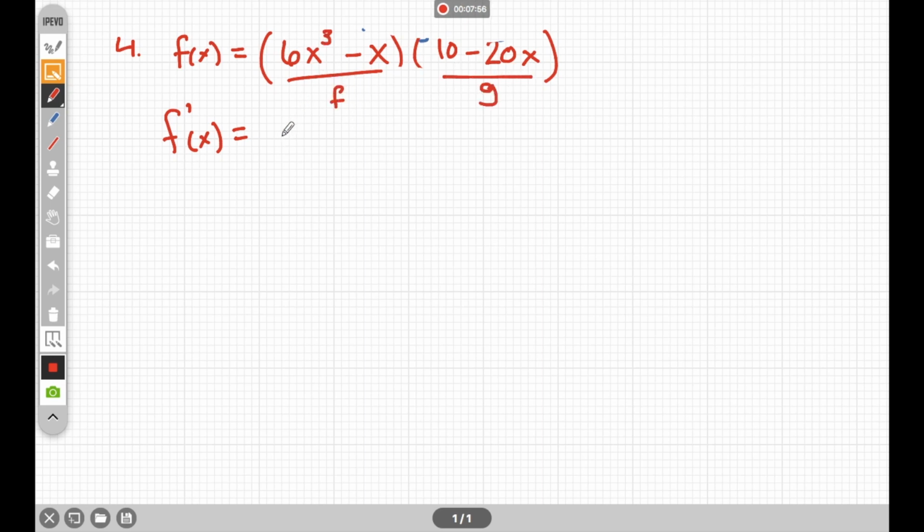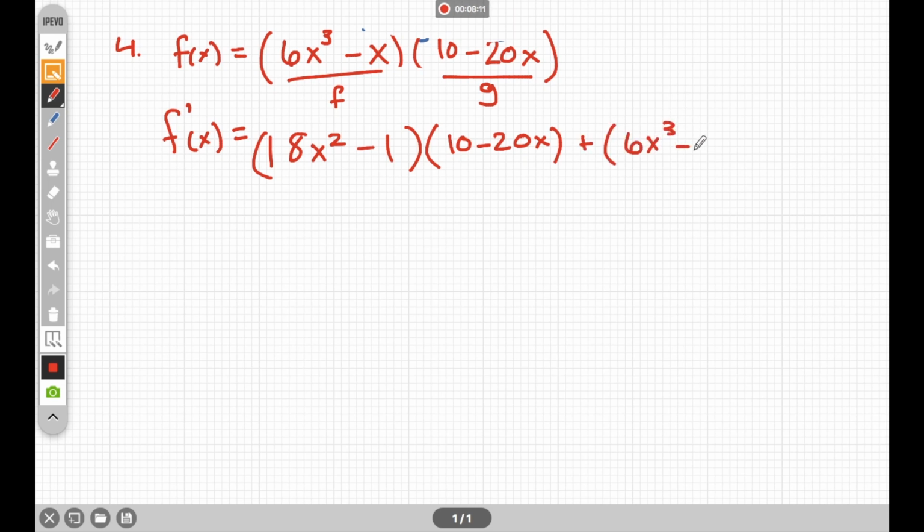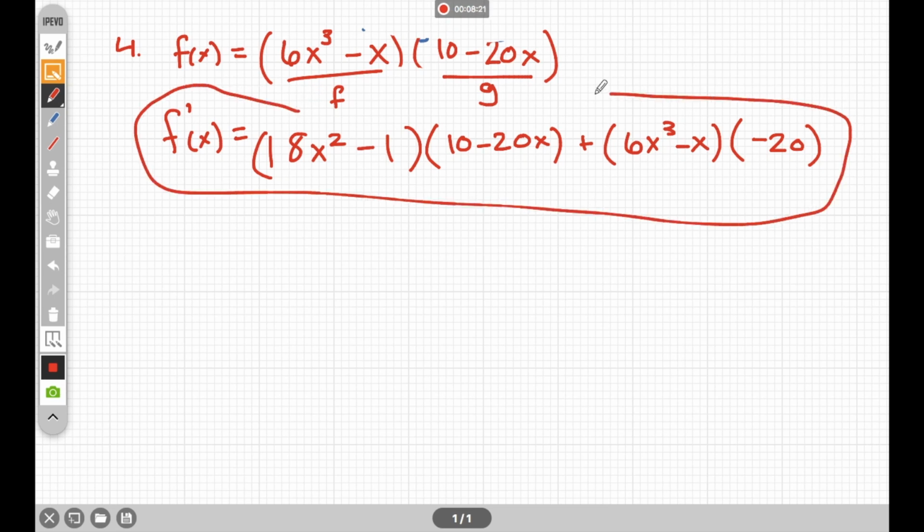The derivative of f is going to be by power rule 18x squared minus 1, and then keep the second function the same. And then you're going to keep the first function the same, 6x cubed minus x. Take the derivative of the second function, 10 goes to 0. Negative 20x becomes just negative 20. And again, we've applied the power rule here, so we are just done. That's your answer.